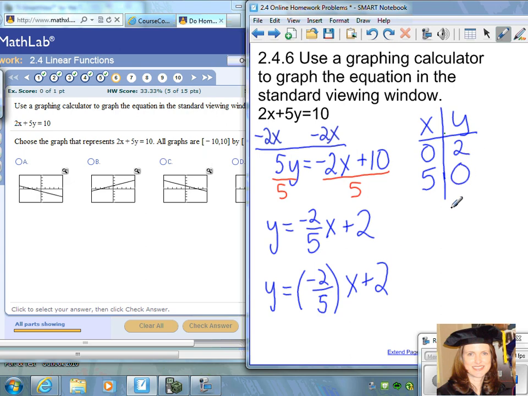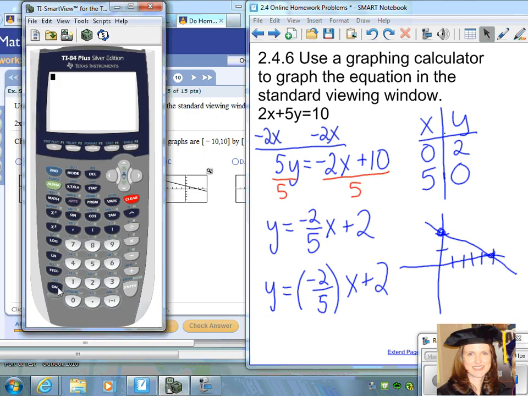So you can actually plot this by hand if you don't have a graphing calculator. But if you do, I'm going to show you what buttons to push on your calculator so that you will get the sketch. You can plug in 0, 2 is a point on the y-axis, and 5, 0 is a point on the x-axis. I apologize for my messy graph here, but those are the 2 points that you can use to sketch the line. What does this look like on the graphing calculator?